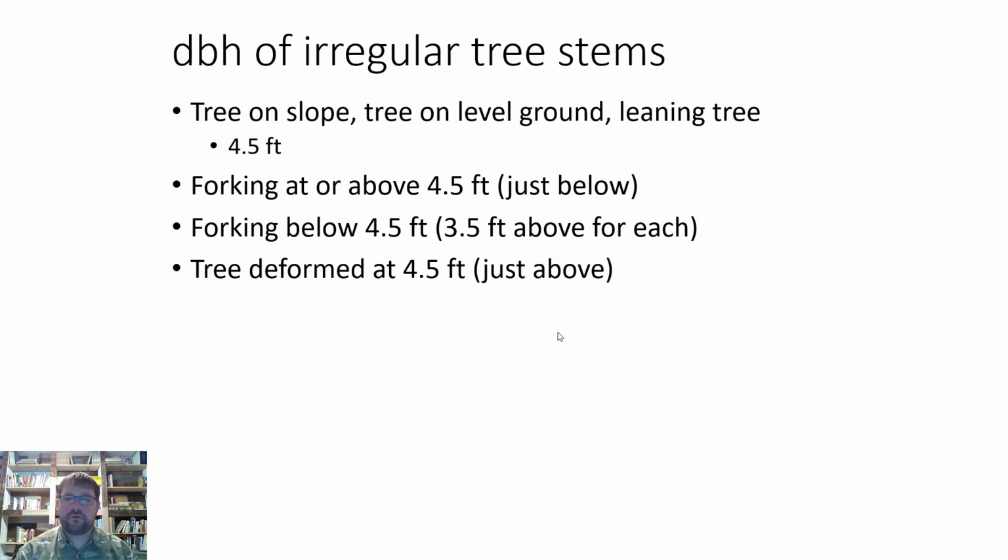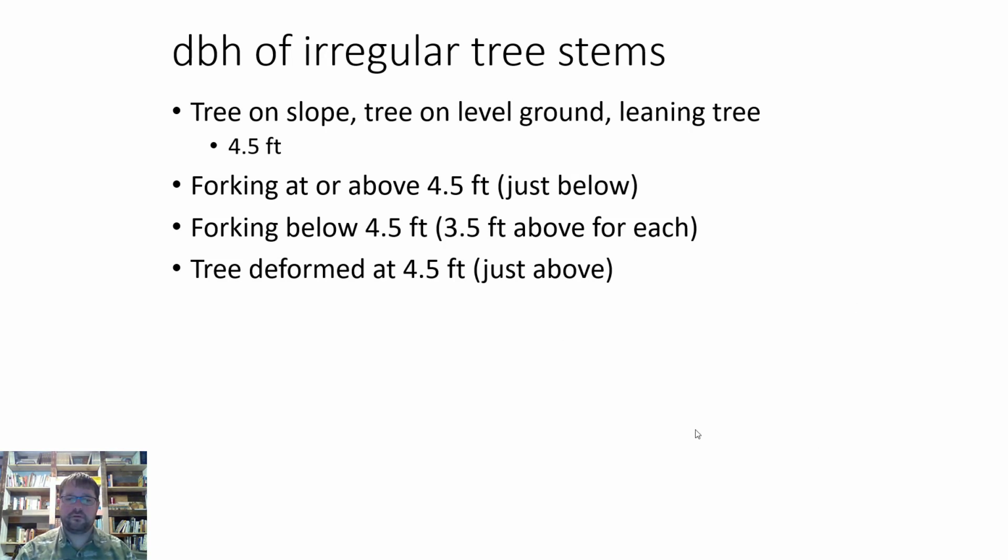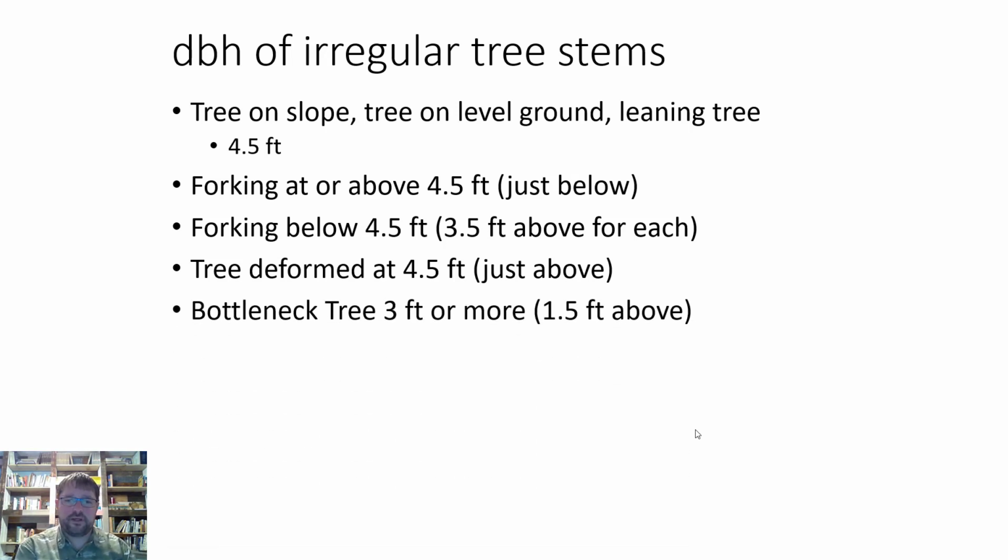Okay, if the tree is deformed at 4.5 feet, you just go above that deformed piece, and you can get a DBH from just above that 4.5 foot mark. Okay. If you have a bottleneck tree, and that bottlenecking happens near or around that 4.5 foot mark, you need to get outside of the bottleneck region. So normally you'll move a foot and a half outside of the bottleneck region. Again, I'll show you examples of these in picture format.